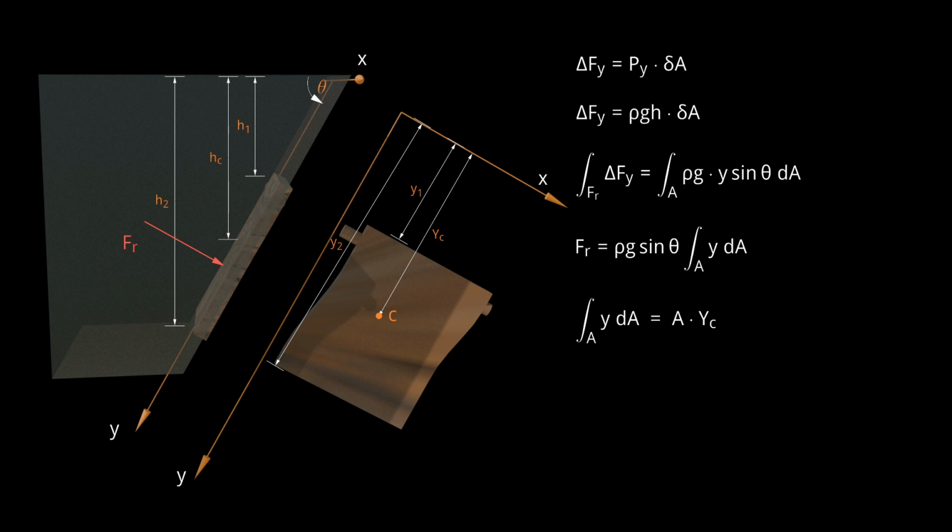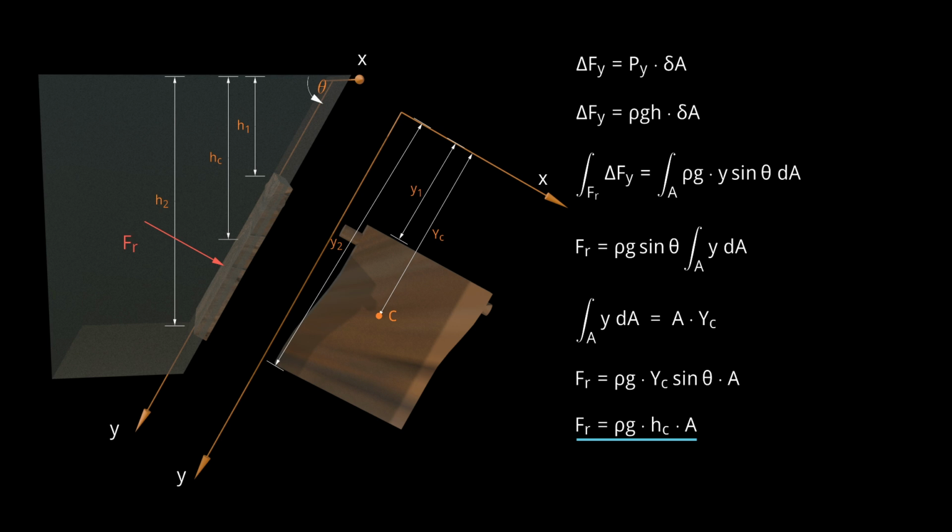What's important to note is that the centroid is not where the resultant force actually acts. We use the depth to the centroid only to calculate the magnitude of the resultant force. Now we can replace the integral in the expression with the product of the gate's area and the depth to its centroid. To simplify things further, we substitute the vertical depth to the centroid, that is, hc, in place of yc sine theta. This result gives us the total hydrostatic force acting on a flat surface submerged in a liquid at any angle. What makes it so useful is that it works for all kinds of flat surfaces, whether they're vertical, horizontal, or inclined.